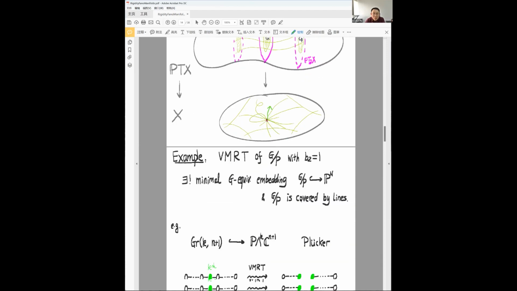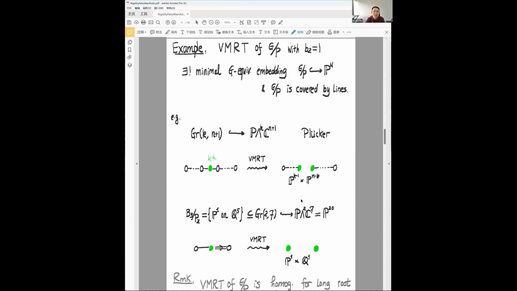And for TMOP of Picard number one, the VMRT is very easy to compute, because the minimal embedding of this TMOP to projective space makes the TMOP to be covered by lines. And then the minimal curves are just lines. Then you consider what's the set of lines passing through one point.